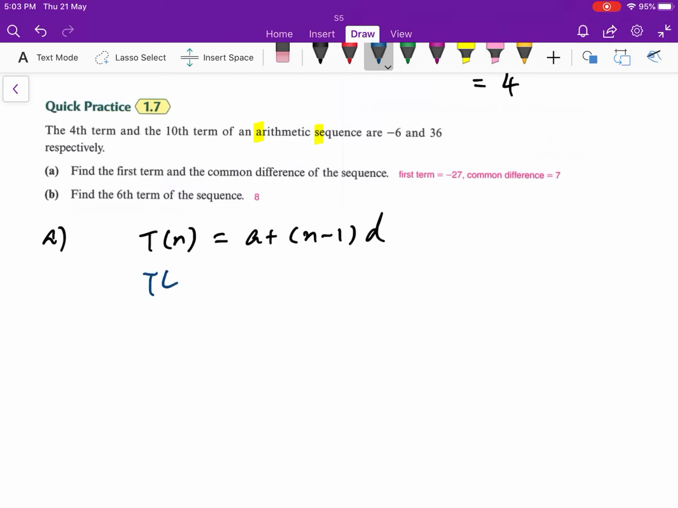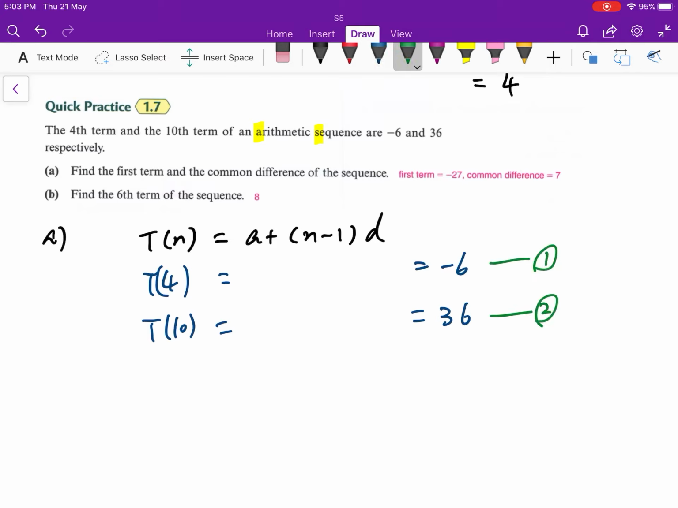So what you can do is T4 will equal to -6, T10 will equal to 36. So you can see that actually you have two equations, 1 and 2. Do remember 1 minus 2, do the elimination substitution, or directly use Program 1 formula in your calculator.